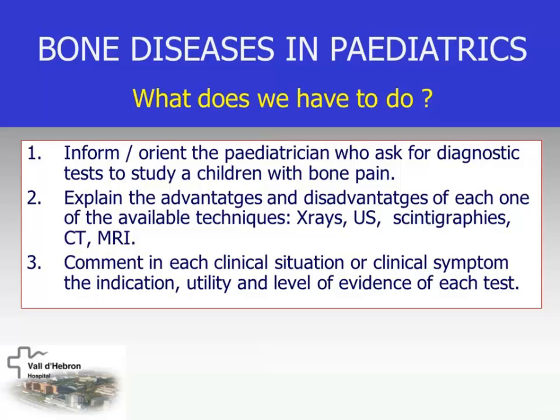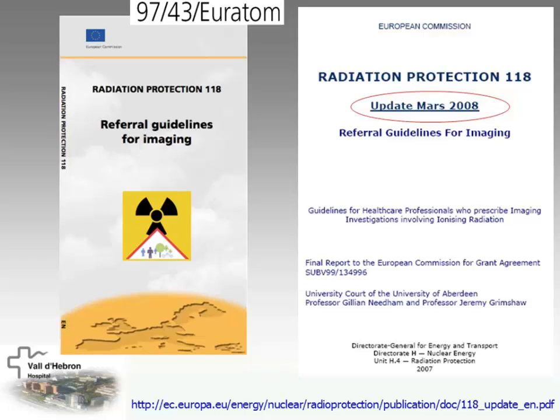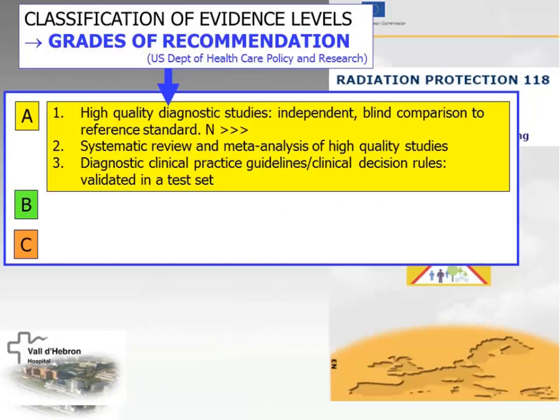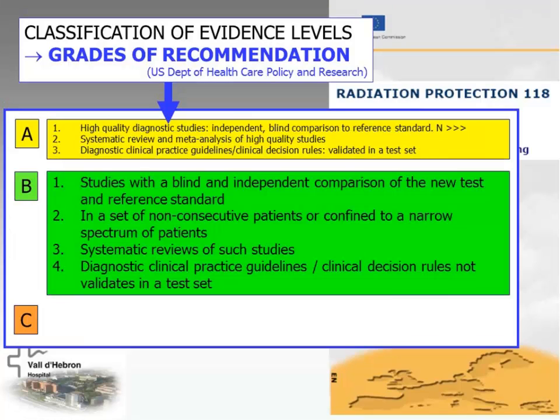Some years ago appeared the last update of this document. The first document was from 1999, and several updates have been published, and the last one is not very recent, but it's a good document. A committee of experts advises us what test to apply in each clinical situation, and with what level of evidence. For example, it can be a level or recommendation A, B, or C.